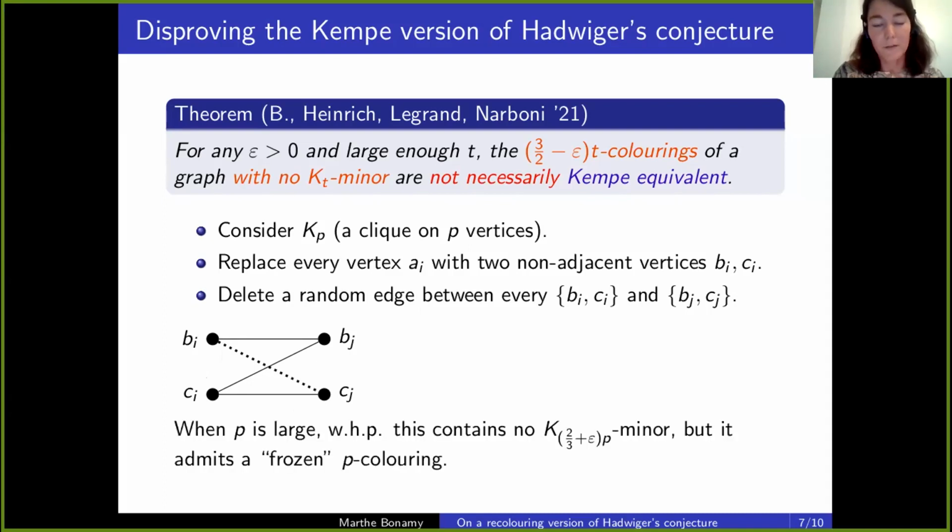And what's interesting is that when p is large, with high probability, this does not contain any large minor, any minor of size more than 2/3 of p, essentially. But you have a p-coloring which is frozen. And by frozen, I mean exactly what we had with this counterexample to Mohar's conjecture, meaning that any two colors induce a connected subgraph, so that when you swap colors, you don't change the color partition. And you can find that there are distinct colorings, so the colorings are not all equivalent.